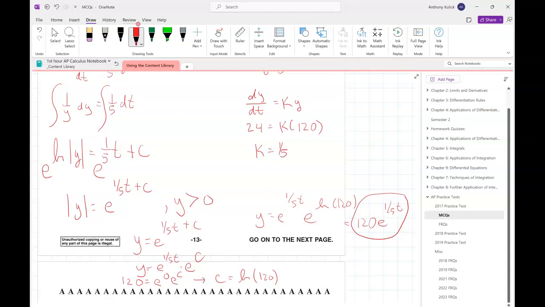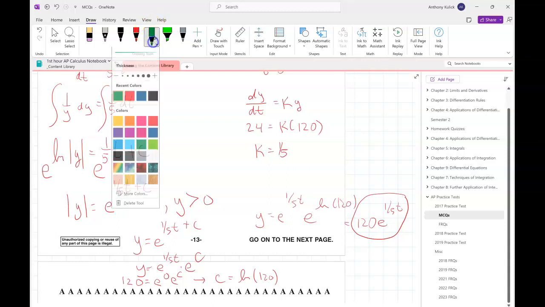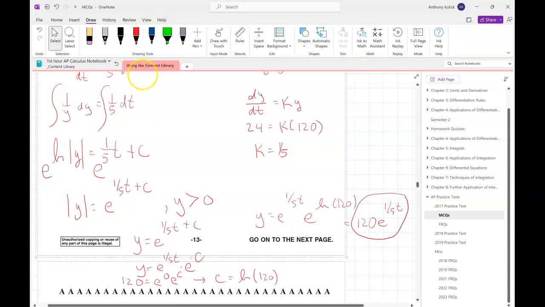So woof, that's a lot of work, right? Is there an easier way to have approached this? Because I don't think that the IB or the AP people would have expected you to jump through all those hoops necessarily to get to that answer.